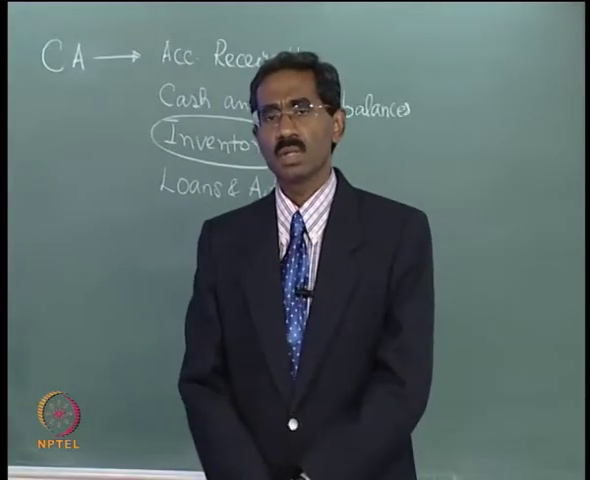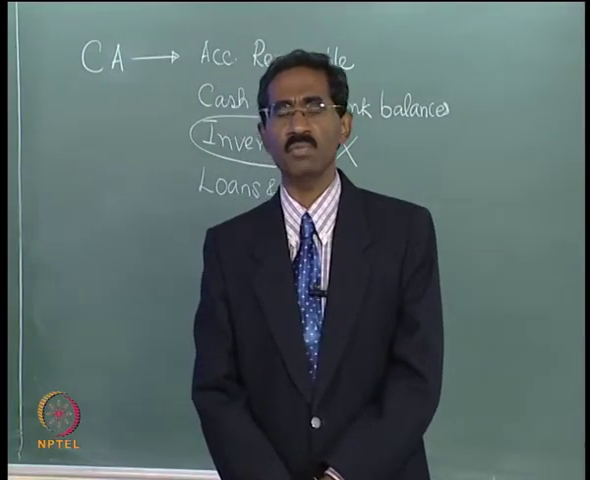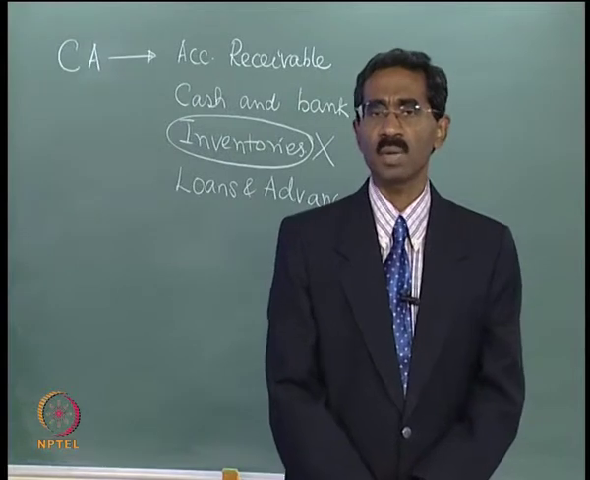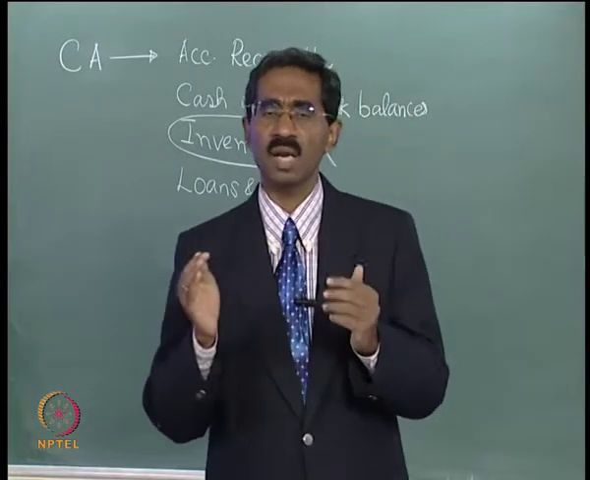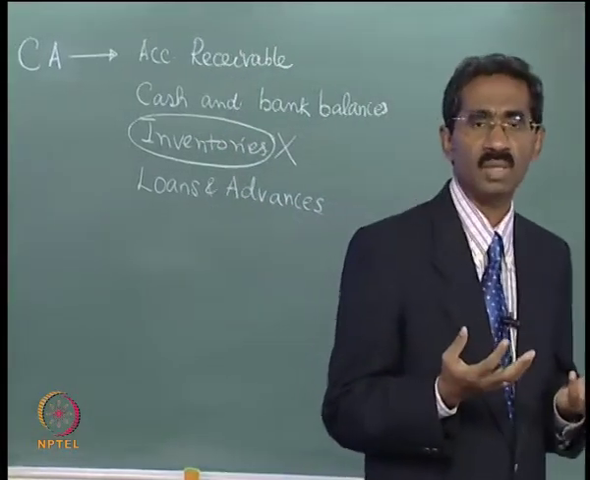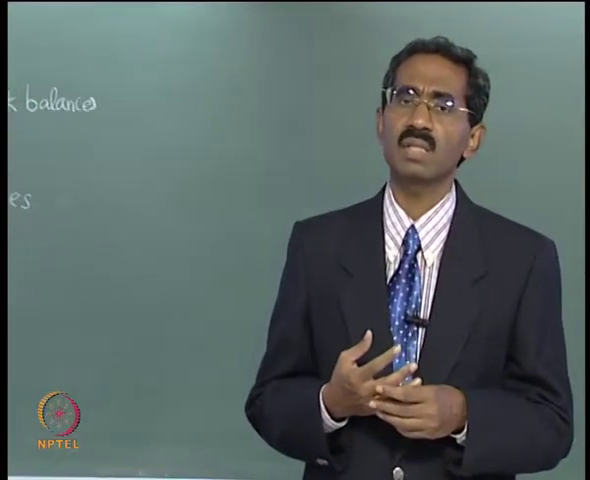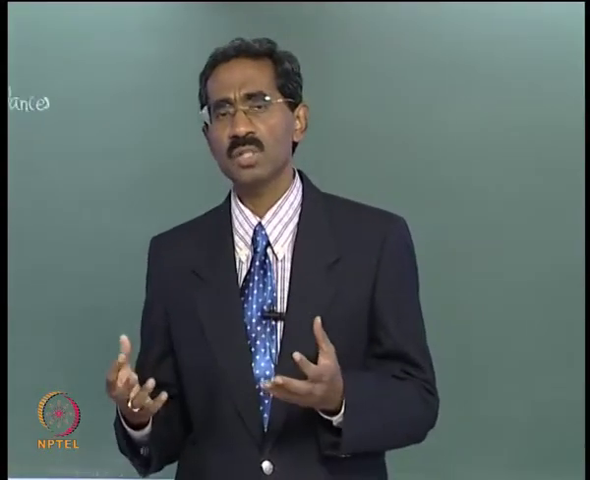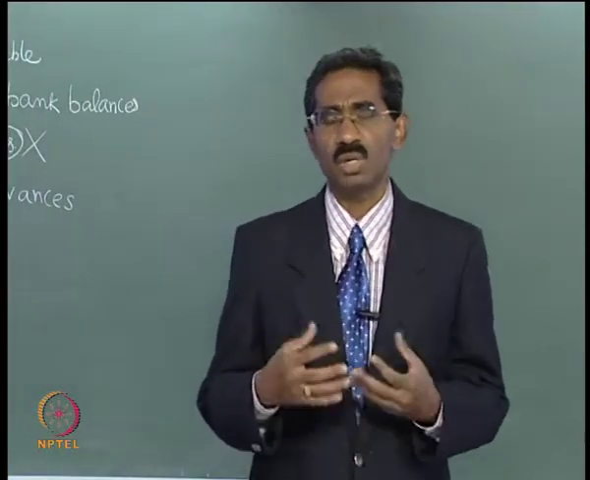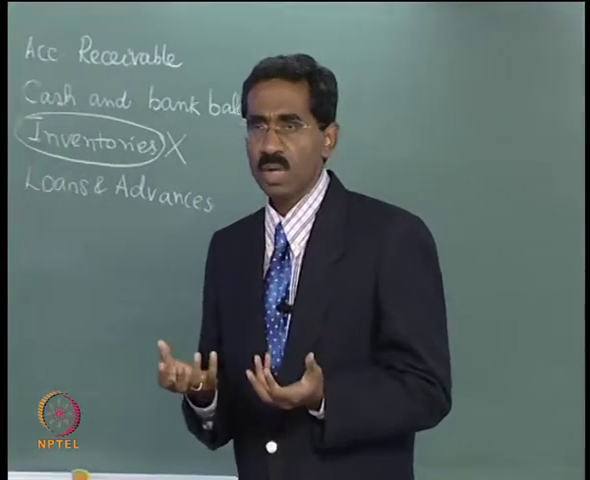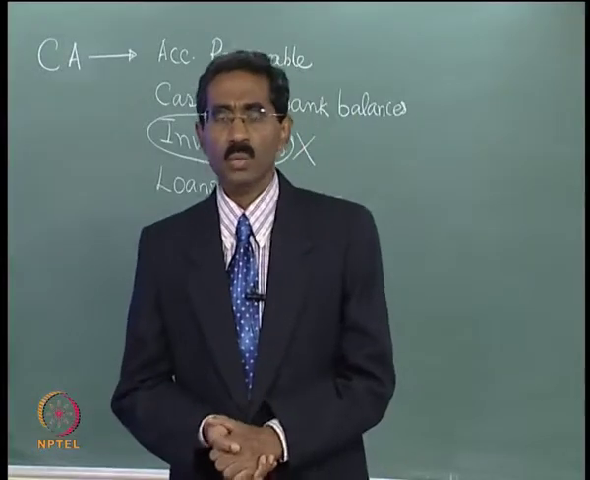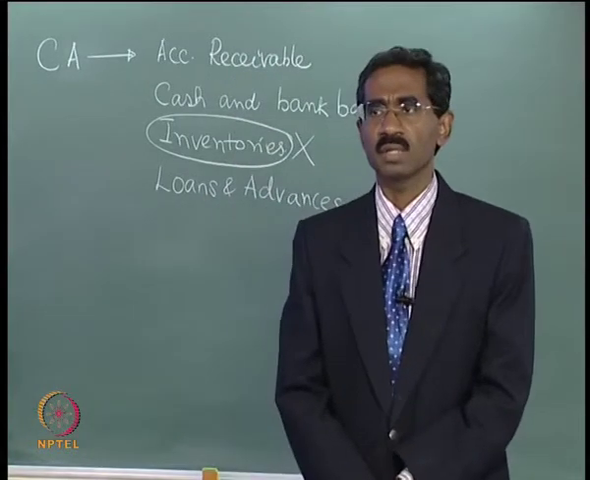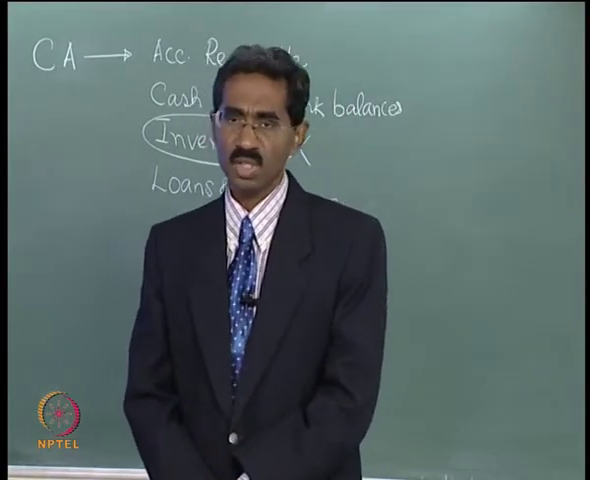So, a common expression for interest coverage ratio is nothing but profit before interest and tax divided by your interest. So, we are calculating the earnings before interest and tax that the company has earned during a particular period and dividing it by the interest that the company is to pay to the lenders during that period, and that actually gives your interest coverage ratio. The profit before interest and tax and the interest payment are obtained from your profit and loss account, and we can use this expression to calculate the interest coverage ratio for NTPC for 2012.